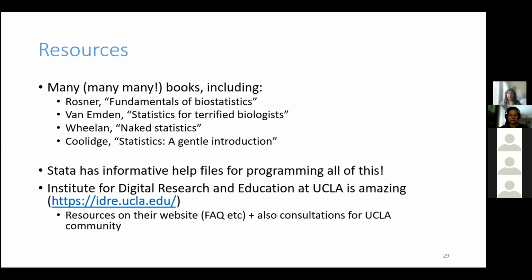If you start working in Stata and you need to know how to program all of this stuff, Stata has amazing help files for programming everything I talked about. And then we have a terrific resource here at UCLA. IDRE is an international resource, and it's amazing that we have access to it here. Their website's really expansive, with lots of FAQs, but they also do consultations for those of us in the UCLA community. So you can go to them with specific questions and they can help advise about research designs and analysis, et cetera. So I just wanted to give a quick shout out to IDRE. I use them all the time. They're amazing. Okay. Woo!